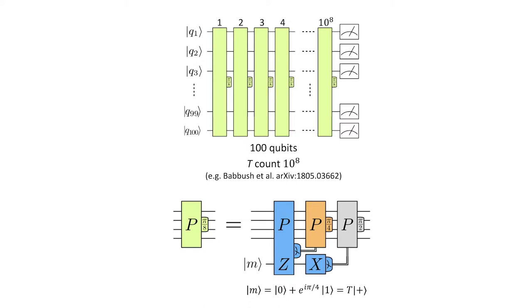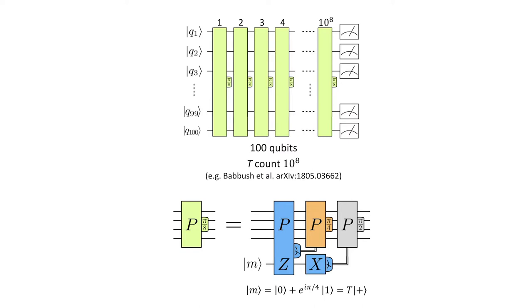So if you want to perform a P pi over 8 rotation, what you can do is take a magic state and measure the Pauli product operator P times Z. Depending on the measurement, there might be a Clifford correction, but this is just a pi over 4 rotation that you can commute to the end of the circuit, so it's nothing to worry about. Now, because we can only initialize faulty magic states, but we need good magic states to go through our 10 to the 8 pi over 8 rotations without any errors, we'll need magic state distillation to generate good magic states.